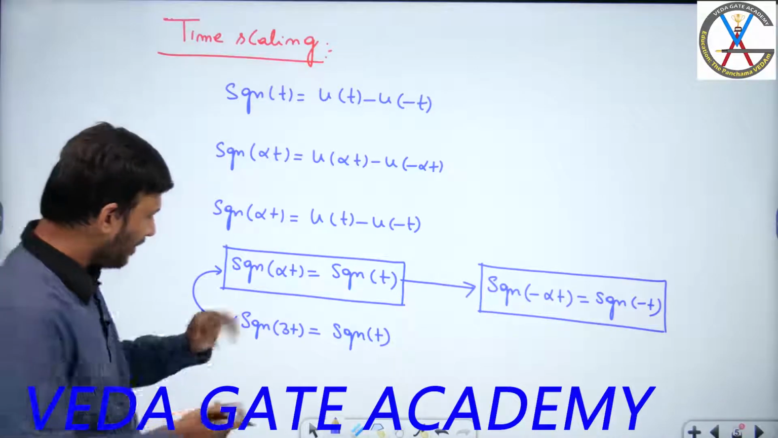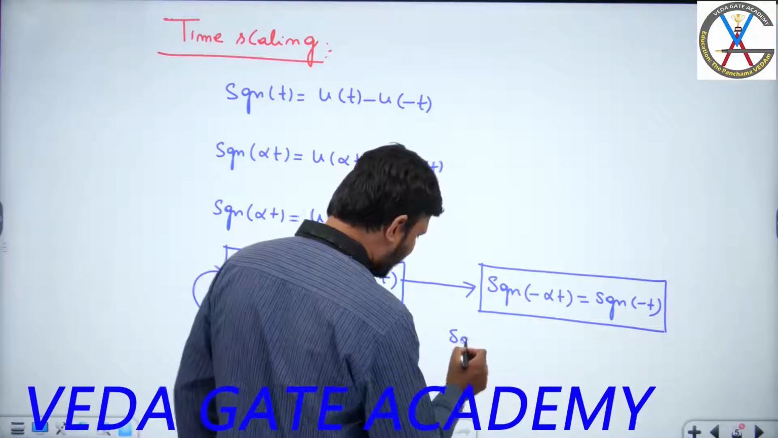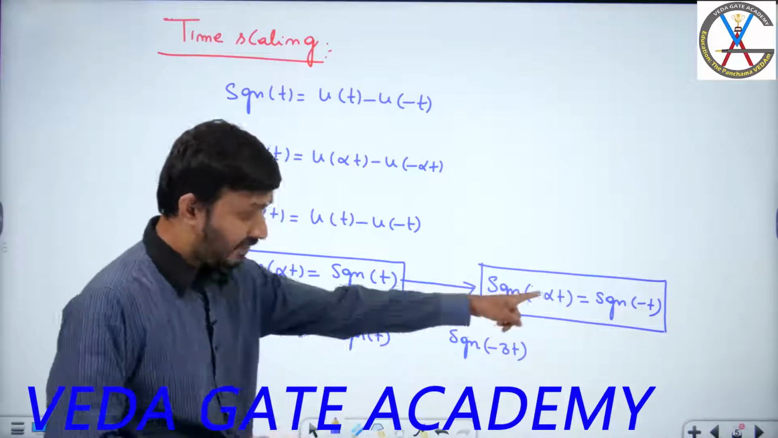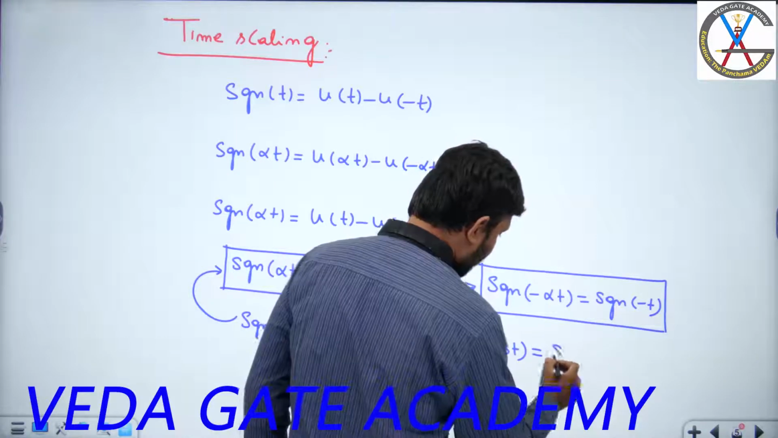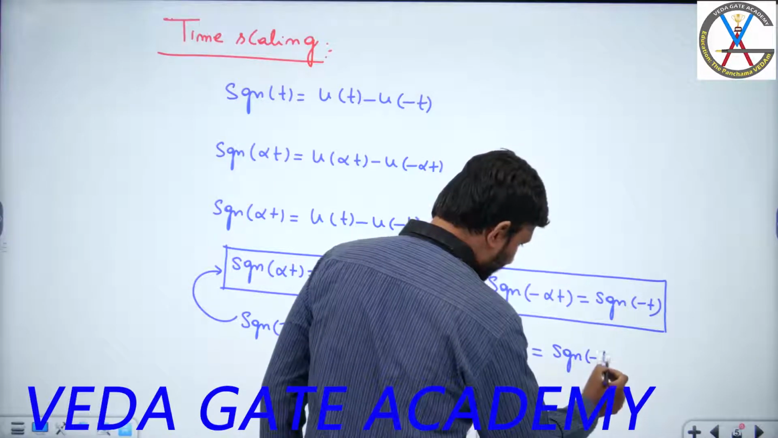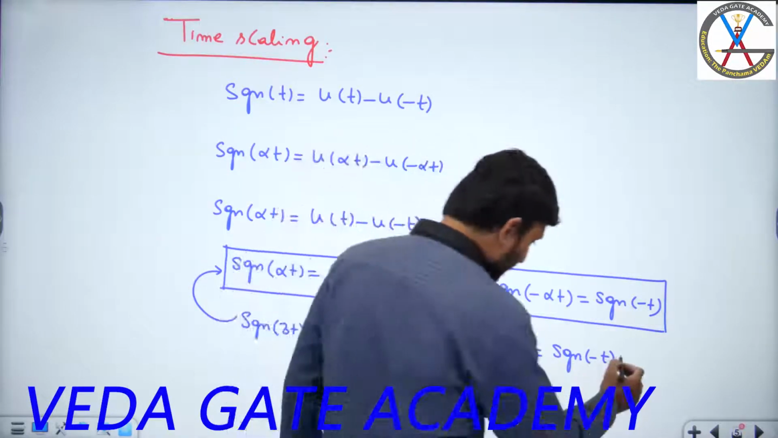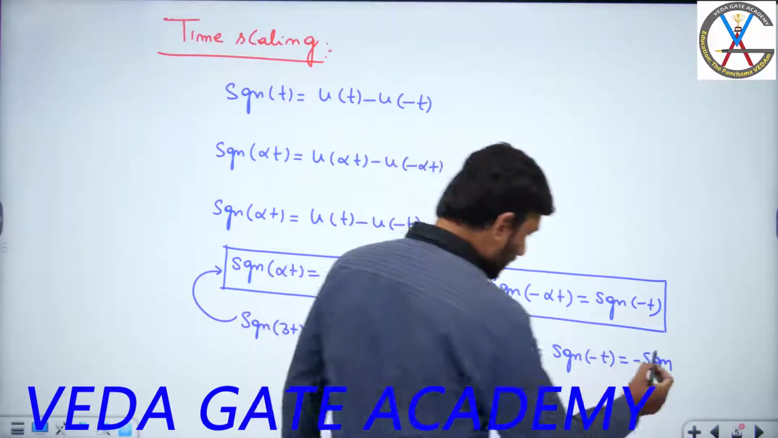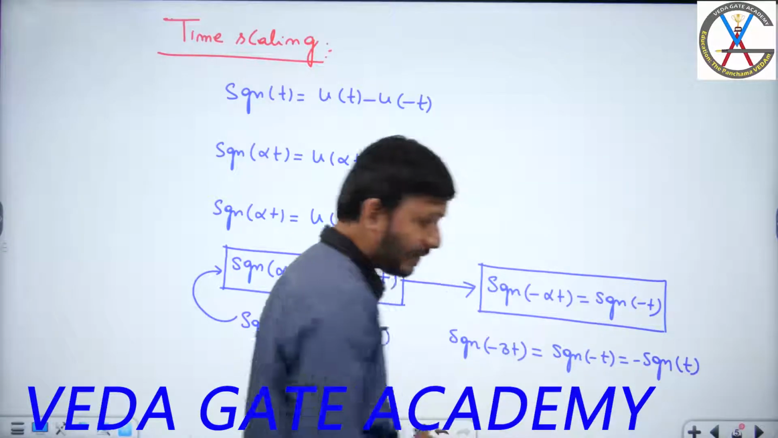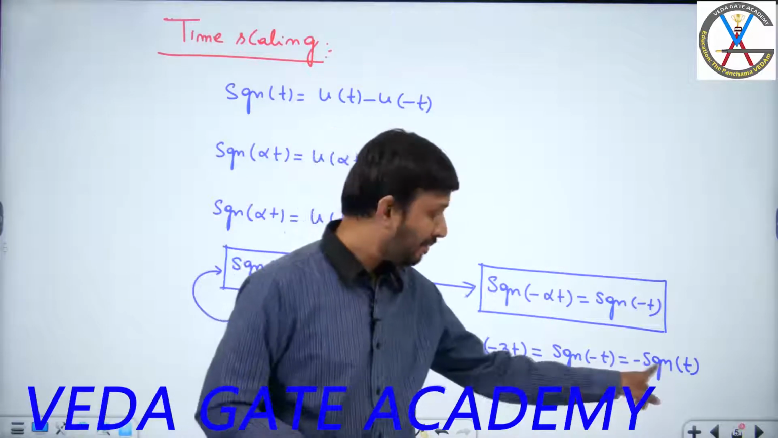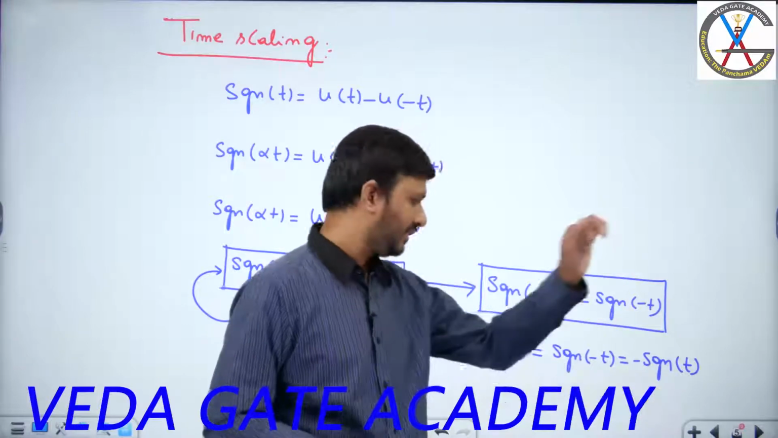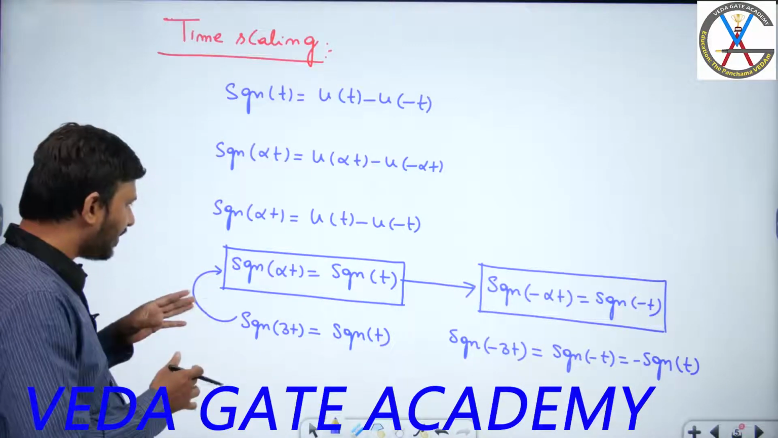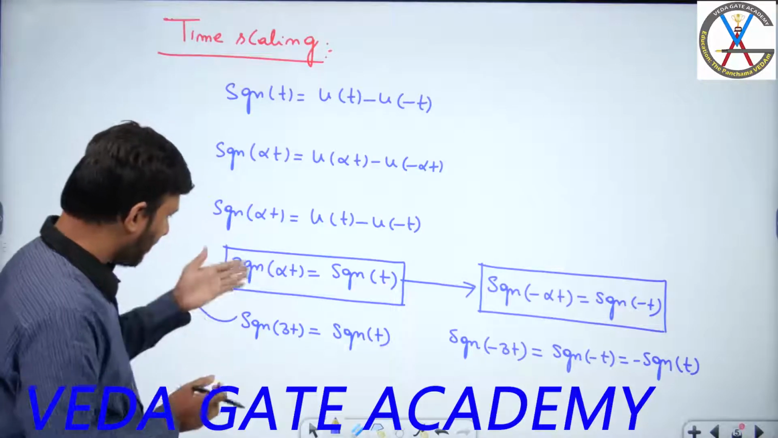Right. Suppose I ask you what is the value of signum of minus 3t? Apply this one. Nothing but signum of minus t. Can you write this as, signum is an odd function, minus signum of t? Signum of minus t is nothing but minus signum of t because it is an odd function. Right.